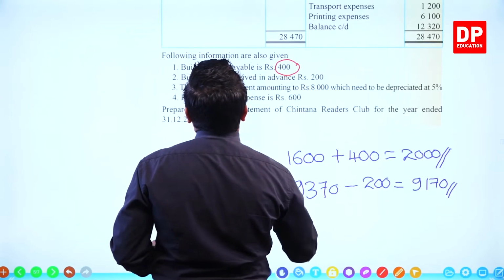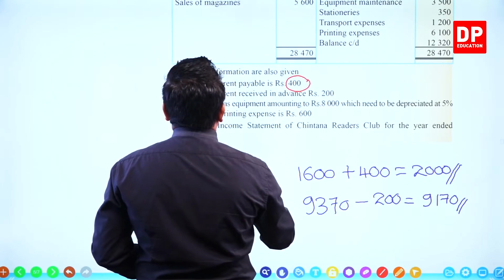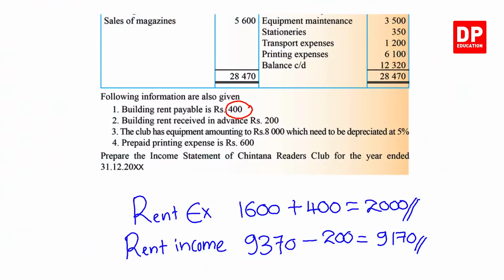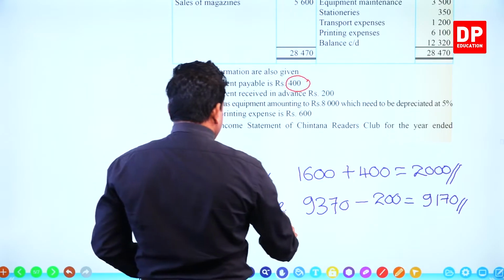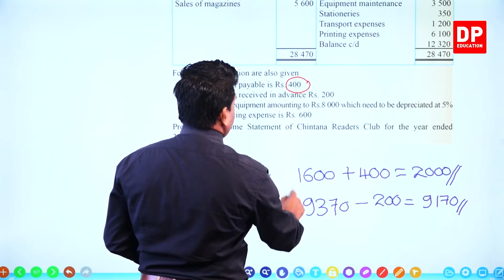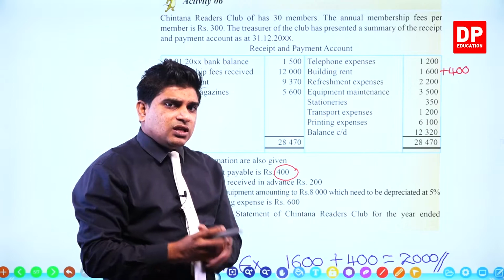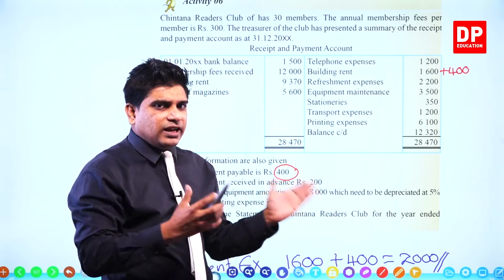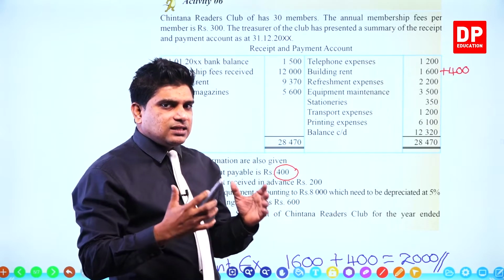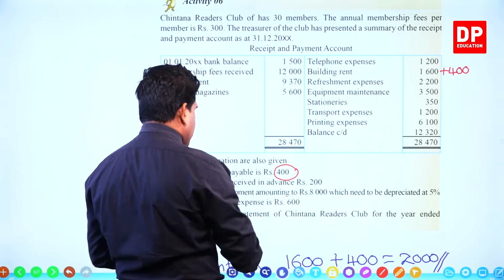Now the next one. The club has equipment amount of 8,000 which needs to be depreciated 5% annually. Then remember, this is not regarding this, right? This is equipment available, but this is equipment maintenance. Equipment maintenance is an expense. We can directly write it as an expense, but here down they have given the equipment amount.